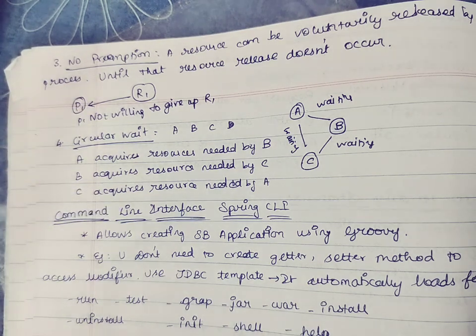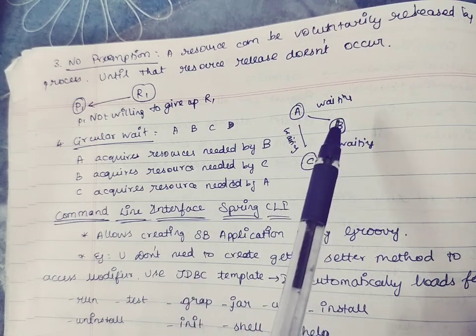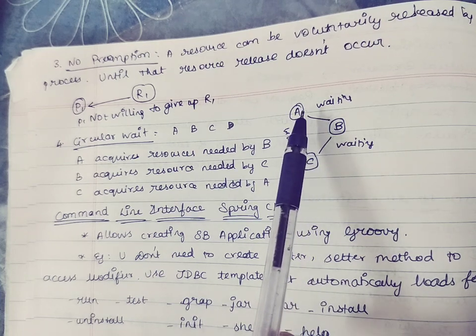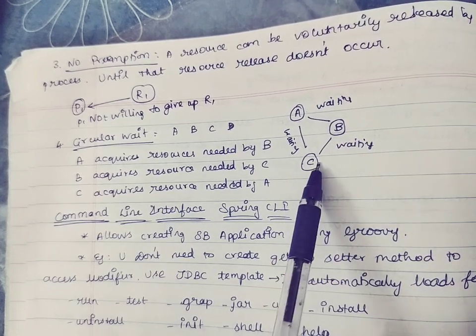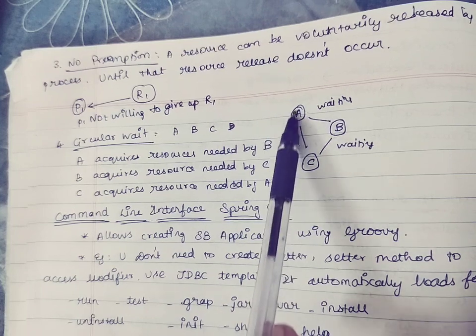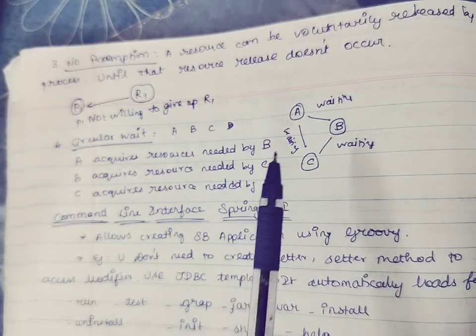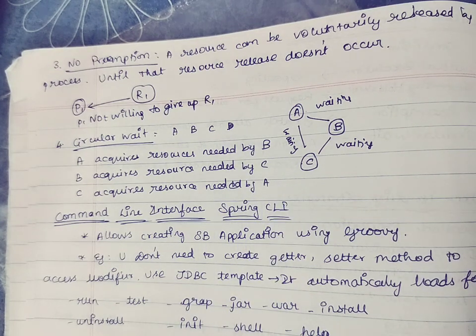And we have circular wait, which is a very interesting one. A waits for B until B is executed. B waits for C until C is executed. C waits for A until A is executed. This is how they circularly wait for each other. In this condition, none of the resources get executed, everything waits for one another, and finally the threads are never executed. That is the major thing that happens. That's it.